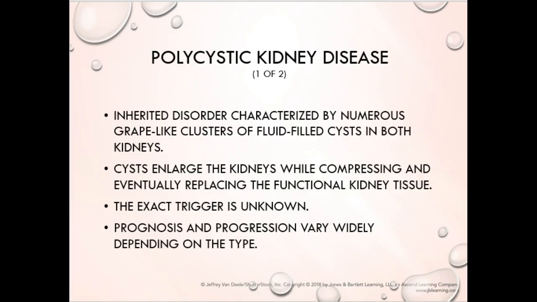Polycystic kidney disease is inherited, so this is genetic, and they get multiple cysts in the kidneys. This will compress the kidney tissue, but it also replaces the nice functional nephrons, and they will have a decrease in their filtration because of their lack of nephrons. Instead of having millions, they'll have 500,000 or 1,000,000. I'm not sure of the number, but you get the idea.